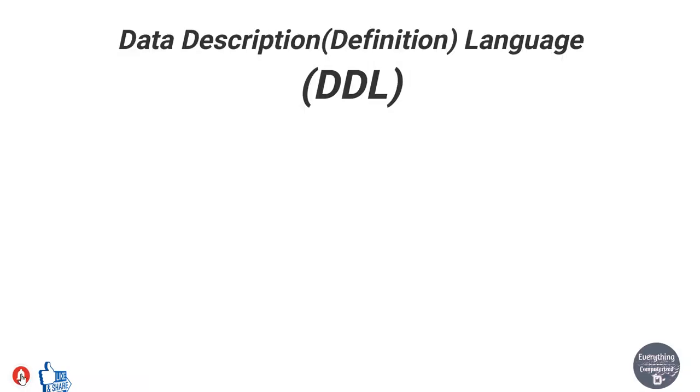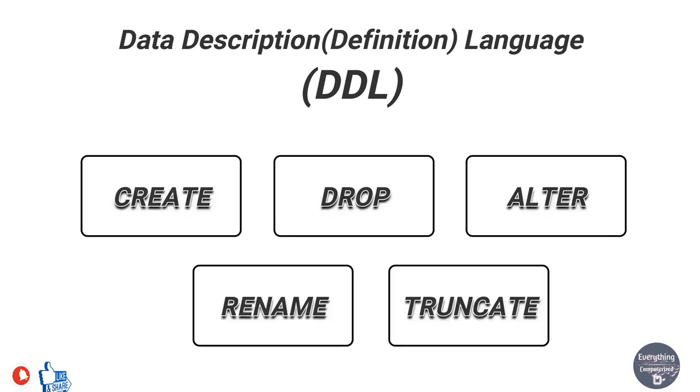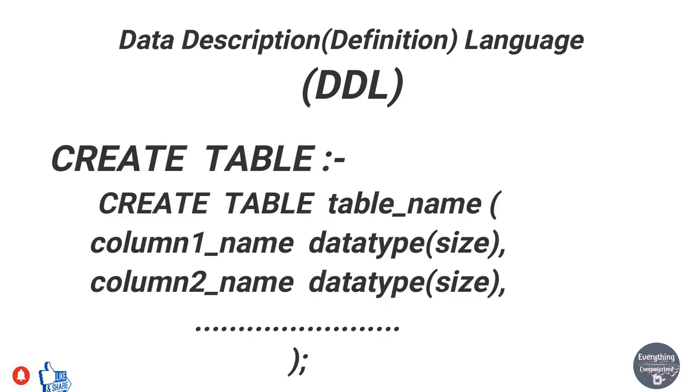In the previous video I had explained to you the detailed concept of the data description language. It had 5 main commands, namely create, drop, alter, rename and truncate. In the create command, the syntax for creating a table is create table name, and within the parentheses we have to write the different columns and the different data types and sizes related to each. So let's first understand what are data types.